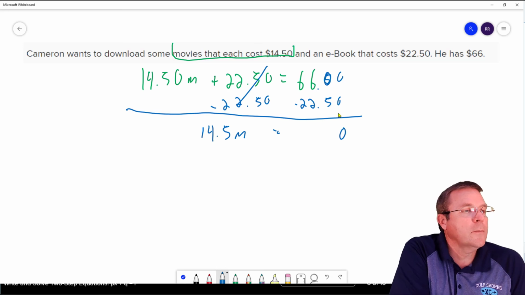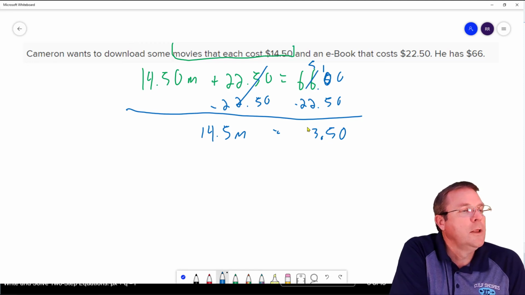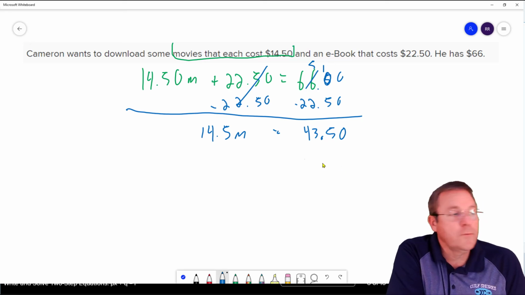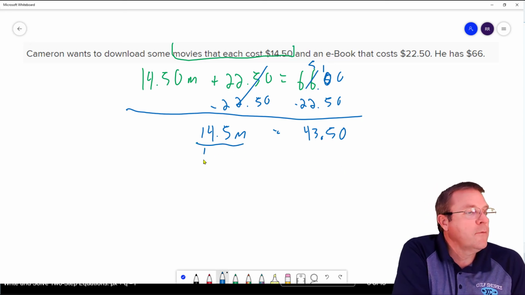Subtract here, that's going to become a 0. Do some borrowing. 10 minus 5 is going to be 5. Decimal comes down. 5 minus 2 is 3. 6 minus 2 is 4. So that gives us $43.50. Now we're going to divide both sides by the 14.5.